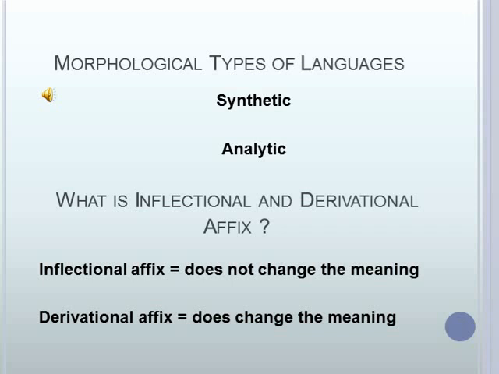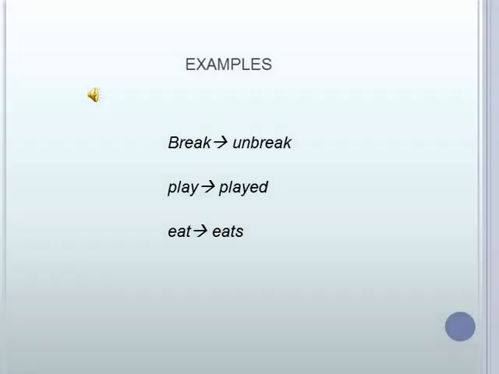What are inflectional and derivational affixes? The inflectional does not change the meaning. When I add letters like ed, that doesn't change the meaning. But derivational does change the meaning, like break and unbreak. When I add un before the word, this will be a prefix because it's before the word. And when I add able, for example, after the word, this will become a suffix.